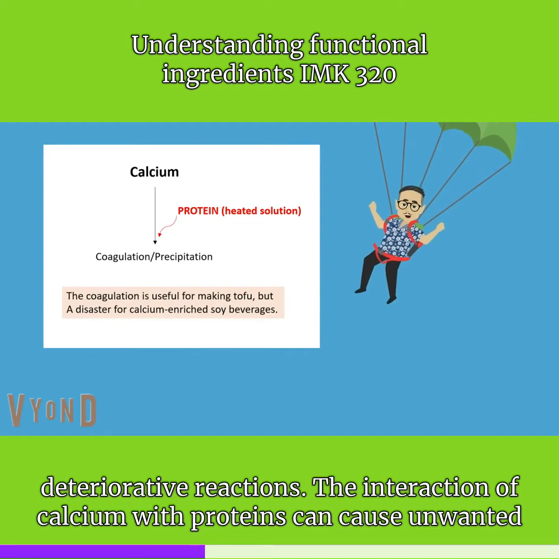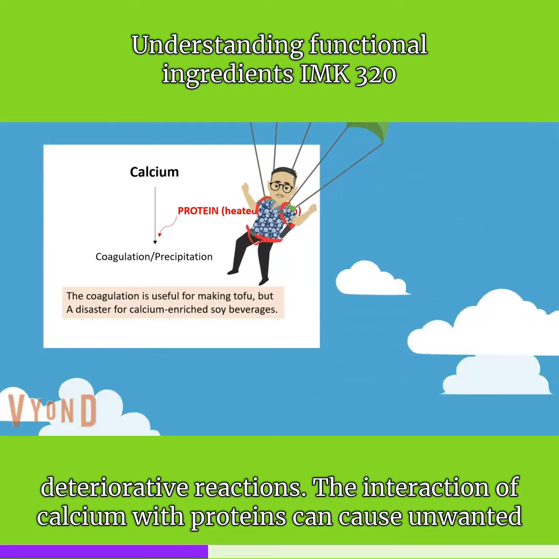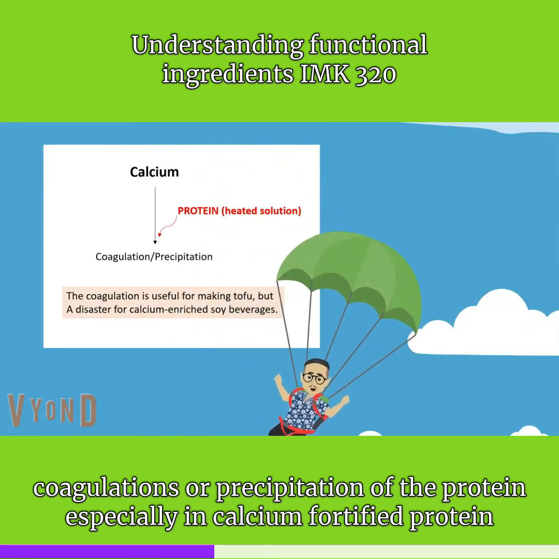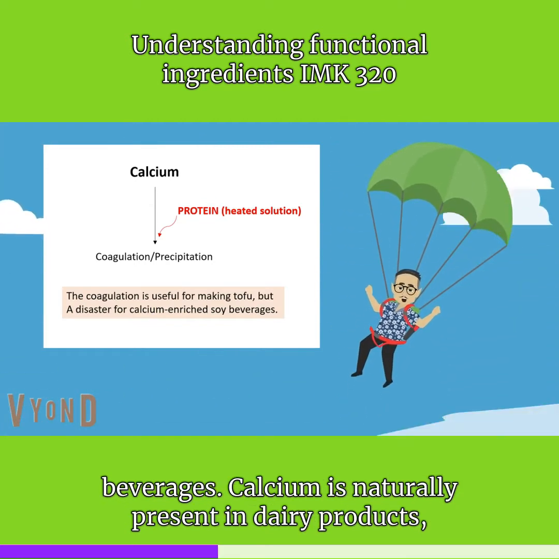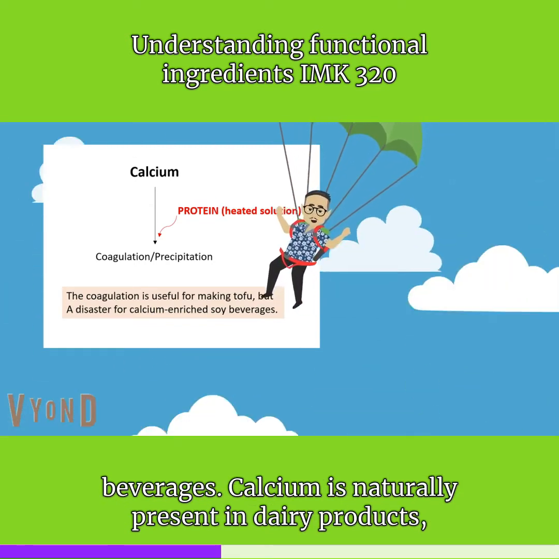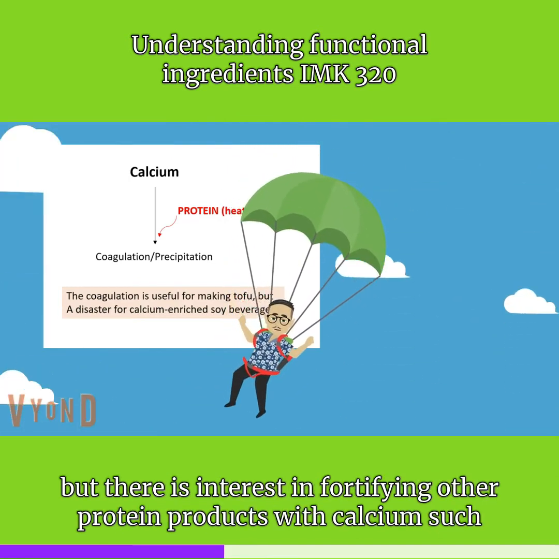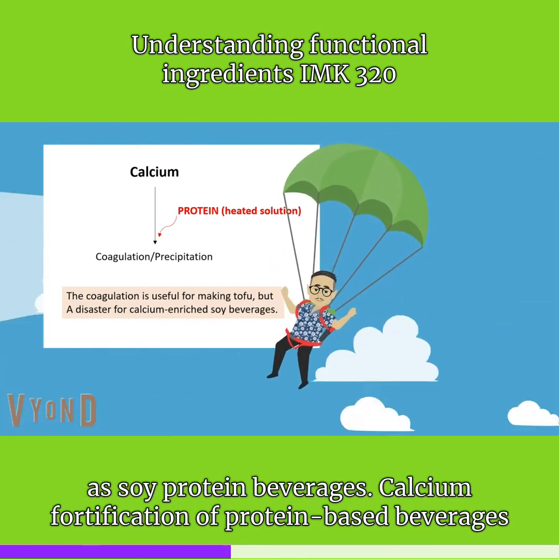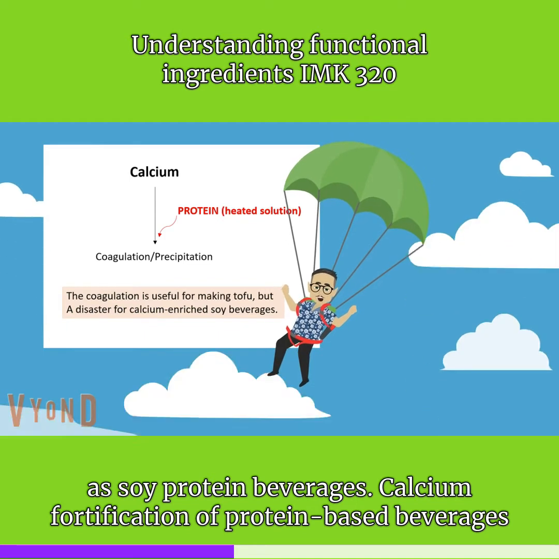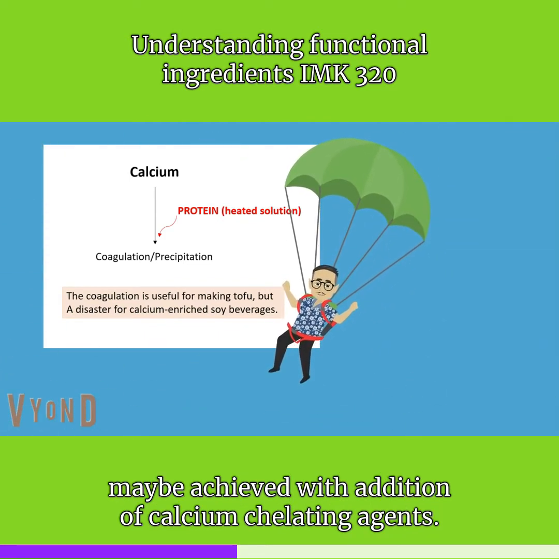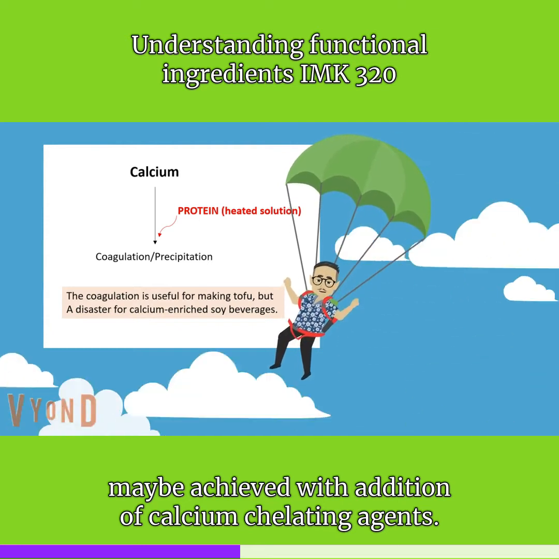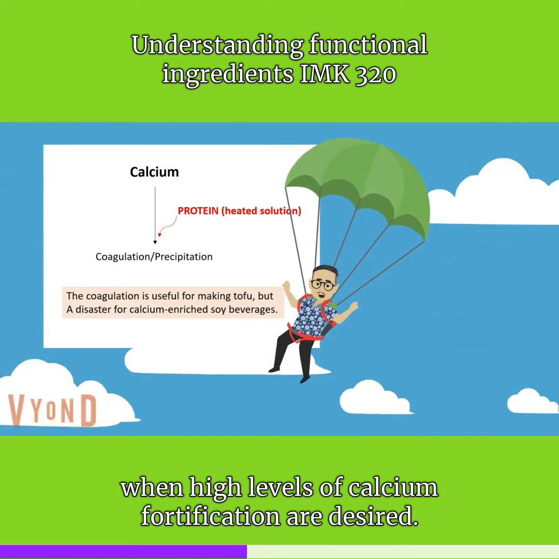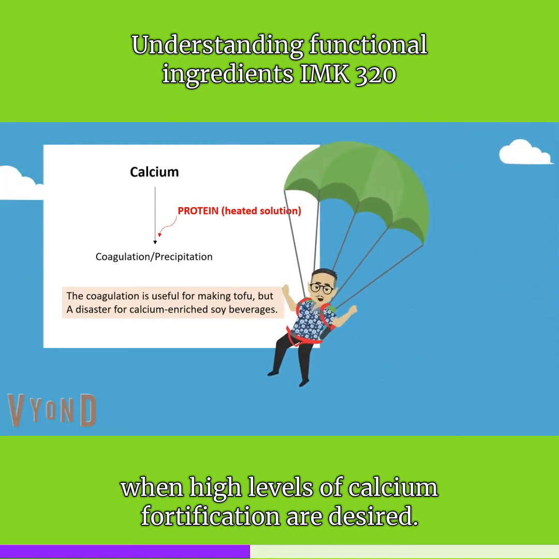The interaction of calcium with proteins can cause unwanted coagulation or precipitation of the protein, especially in calcium-fortified protein beverages. Calcium is naturally present in dairy products, but there is interest in fortifying other protein products with calcium, such as soy protein beverages. Calcium fortification of protein-based beverages may be achieved with addition of calcium chelating agents. However, this may result in undesirable taste when high levels of calcium fortification are desired.